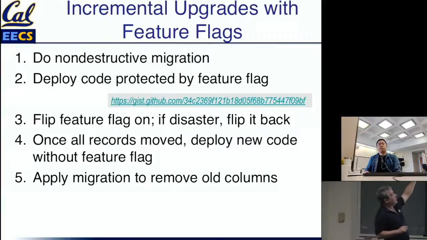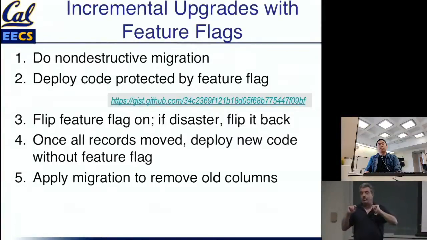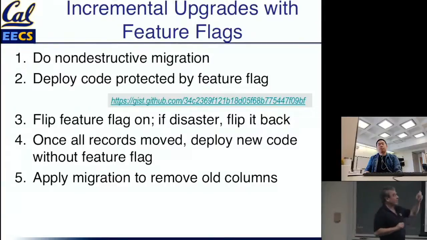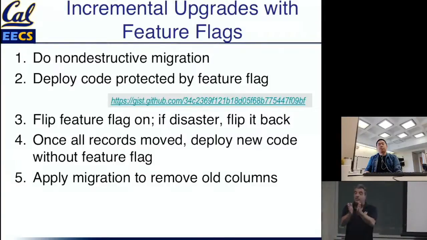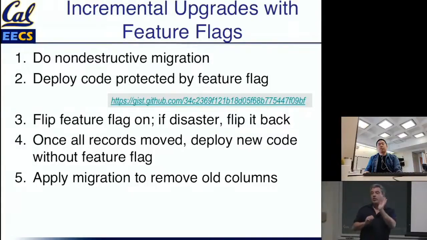Then you deploy your new code protected by a feature flag, which I'm about to show you what that is. But TLDR is that a feature flag is a condition in the code that basically says, if we're in a situation where we're dealing with records that are in the new schema, do this over here. But if the situation is records in the old schema, do that over there. And by the way, once you've done that over there, migrate those records to look like the new schema. It's very cool. I'll show you in a minute.